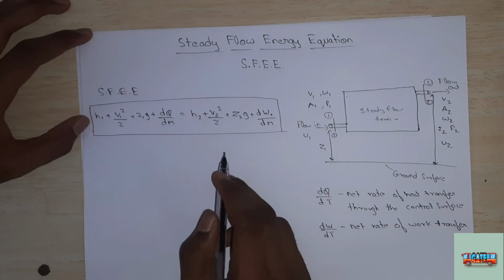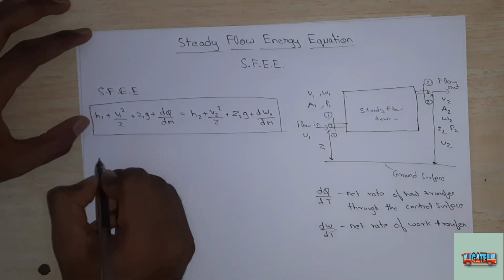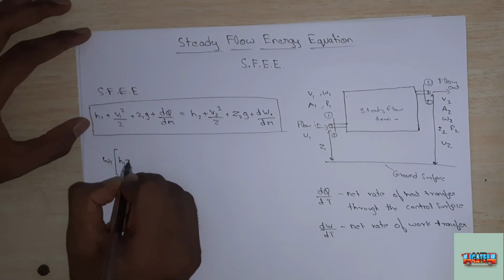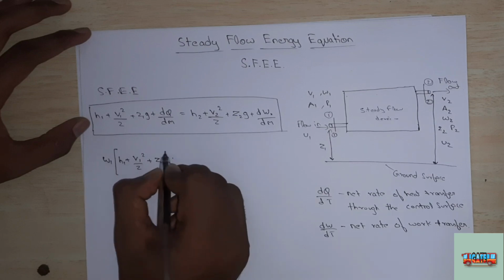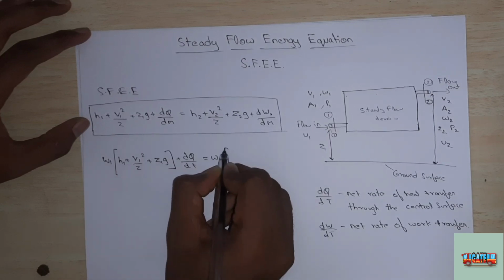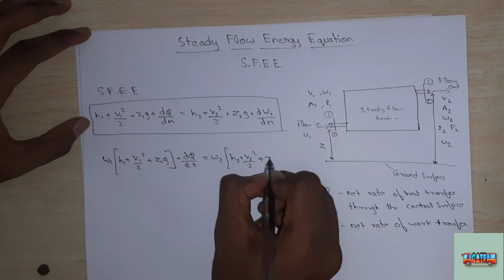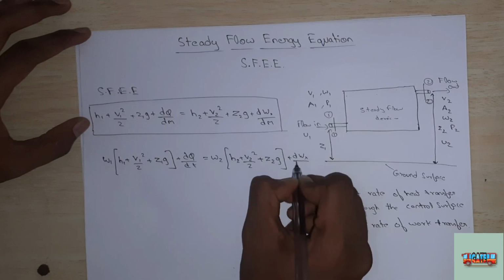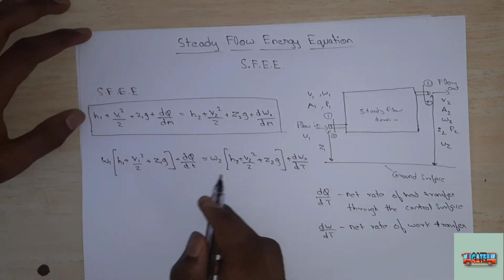We can also represent this equation for energy flow per unit time, that is W1 of H1 plus V1 square by 2 plus Z1G plus dq by dt equal to W2 H2 plus V2 square by 2 plus Z2G plus dwx by dt. So these two are the steady flow energy equations.